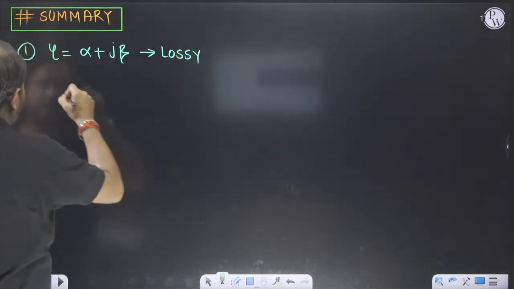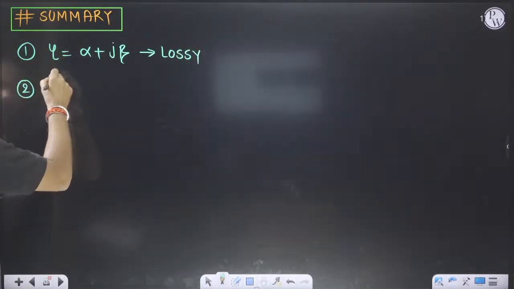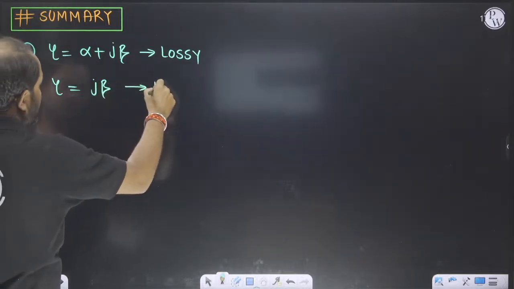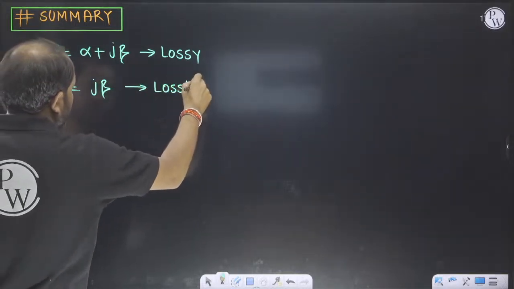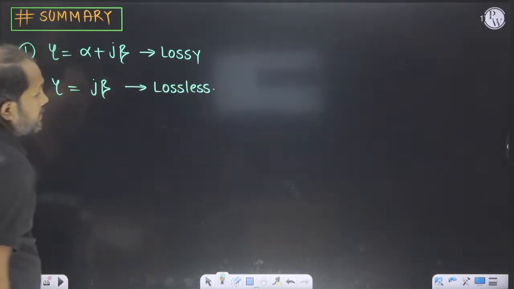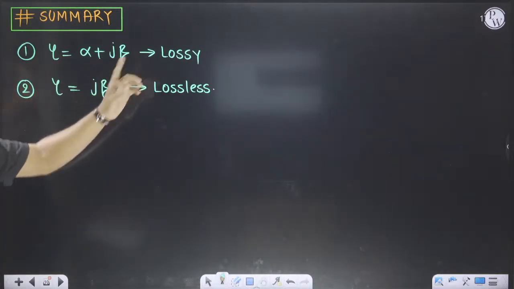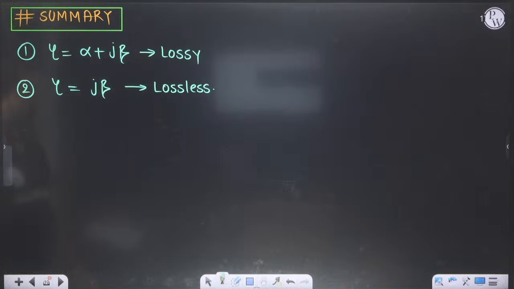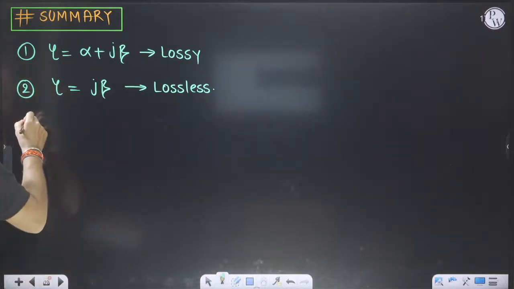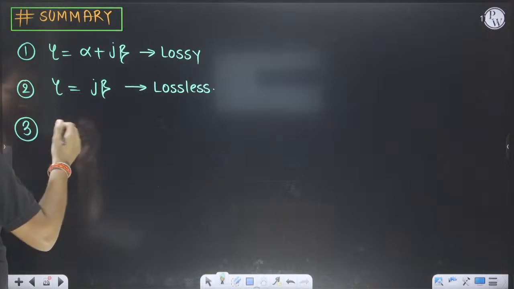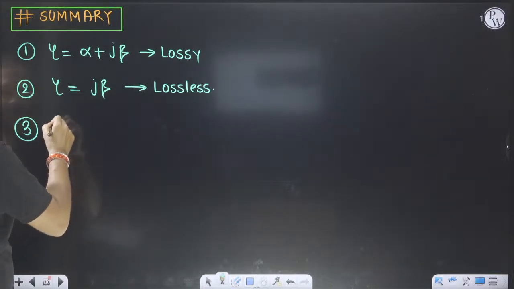The second point is gamma equals j beta, which means alpha is 0. This is for lossless. In case of lossless, I will replace gamma with j beta, and in case of lossy, I will replace gamma with alpha plus j beta.